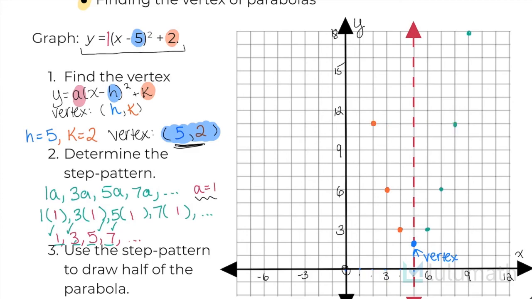And then my last point here, I would go to the right by 4, 1, 2, 3, 4, go to the right by 4 again, 1, 2, 3, 4, and my point is right here.